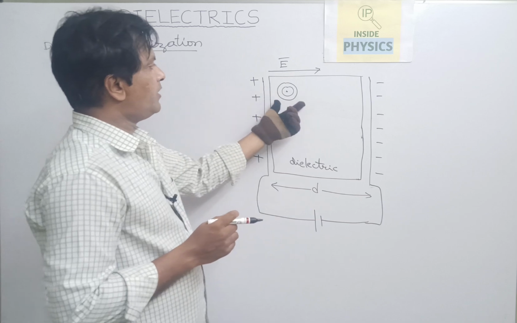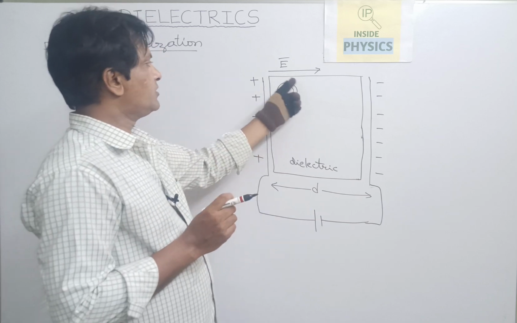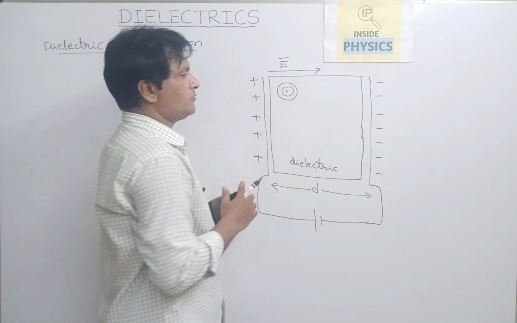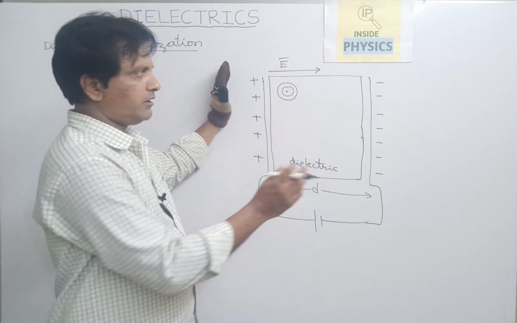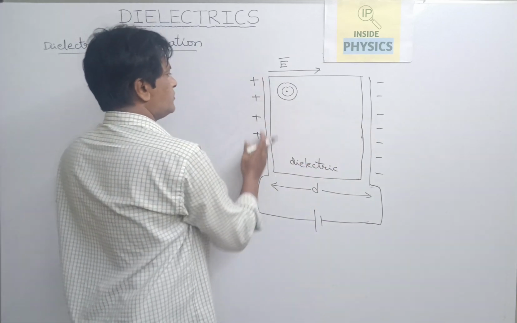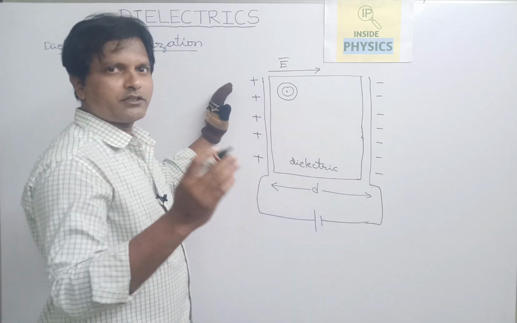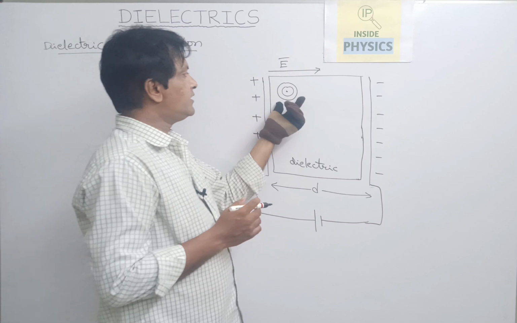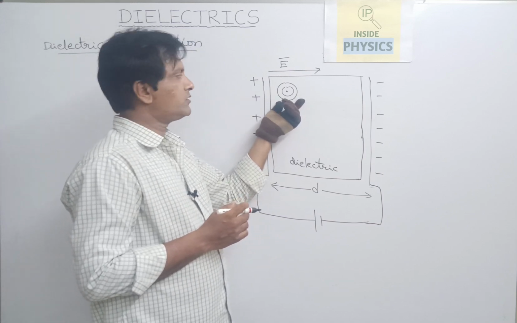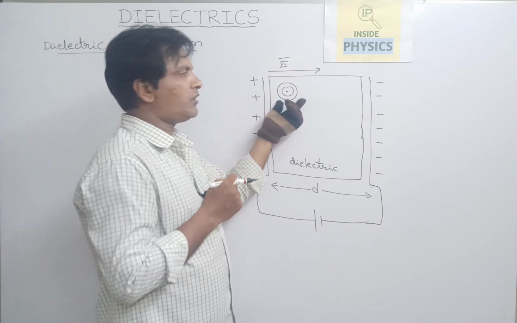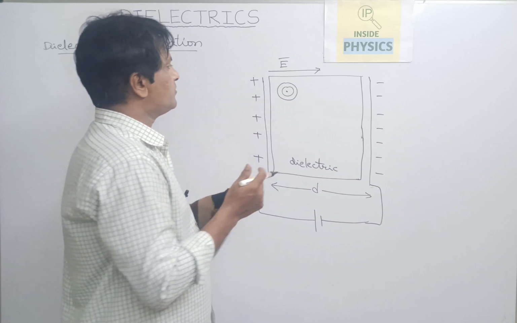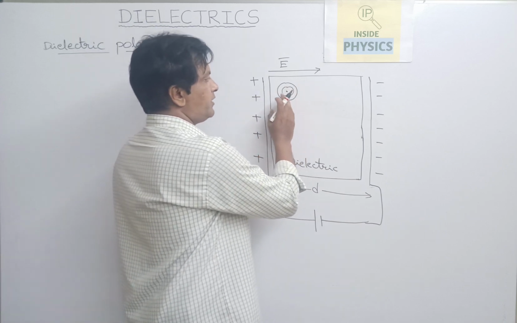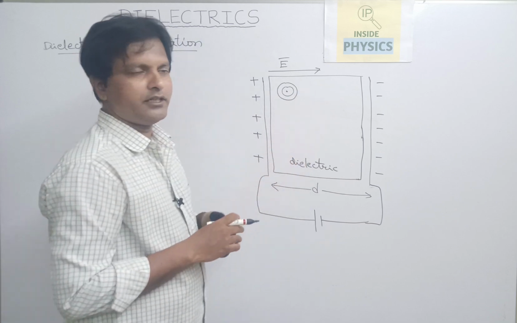So the center of mass of the electrons which are revolving around the nucleus will be shifted to the positive side of the capacitor, that means the positive plate, because the electrons are being attracted towards the positive charge. So there is a displacement of bound electrons by a very small distance towards the positive plate, and the positive nuclei is displaced slightly towards the negative plate.